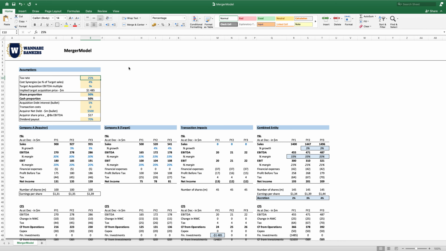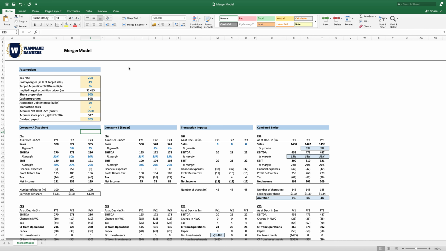You start with a tab in which you have a small section for the assumptions. For instance, you would take an assumption on the synergies, on the multiple at which you would acquire the target company, and most importantly here, you should have somewhere where you can select the proportion of share and cash components of the price. You could also have the interest rate of the acquisition debt, and also some other operating assumptions.